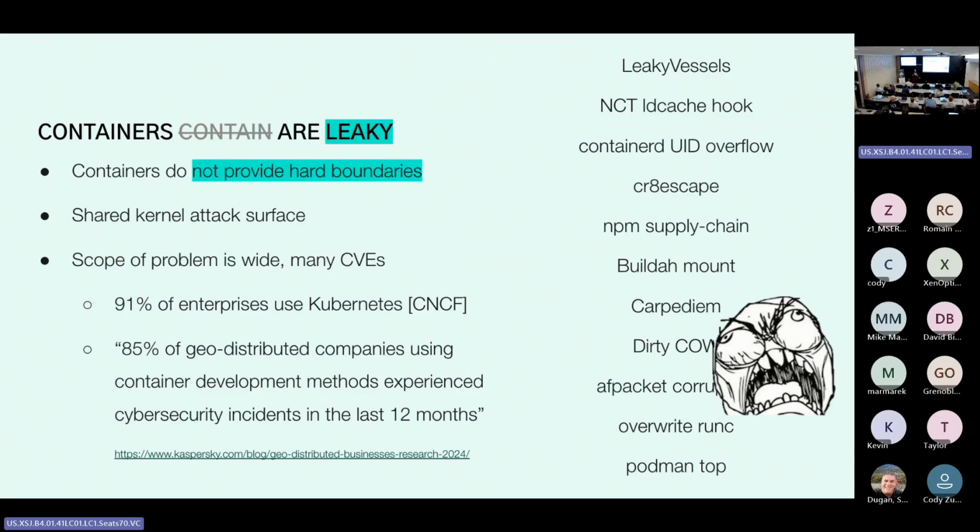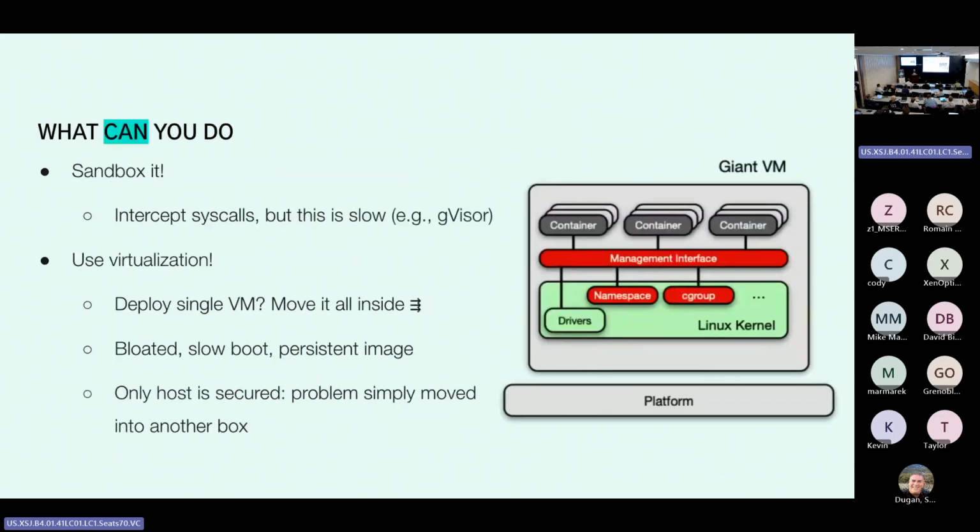The scope of this problem is really big. According to recent surveys, 91% of enterprises use Kubernetes. 85% of companies that use some sort of container development method had some sort of cybersecurity incident in the last 12 months. The result of this is that security teams end up chasing down a lot of exploits, running patches, running agents that look for certain things, sending out alerts, and cause these teams and users and frankly a lot of people to feel really frustrated.